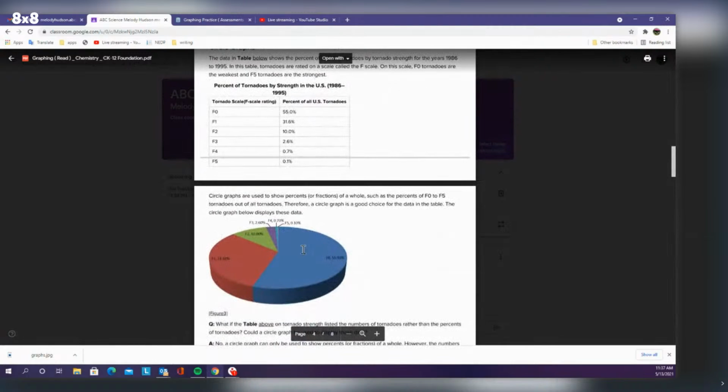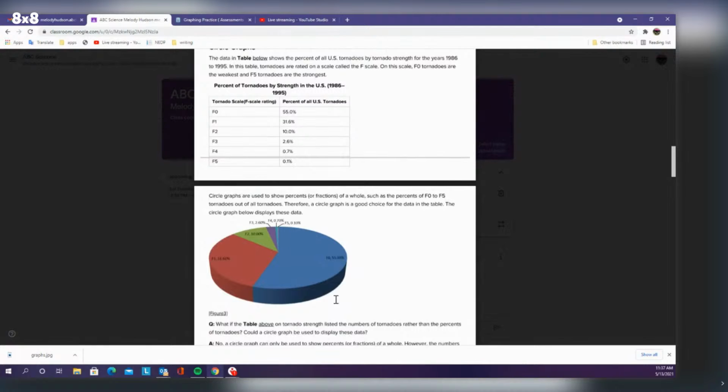If we were to show this as percents or fractions, we would use a circle graph, okay? And so that's going to show the percents of F0 to F5 out of all tornadoes. And therefore, a circle is a good choice for the data in the table. The circle graph below shows the data.